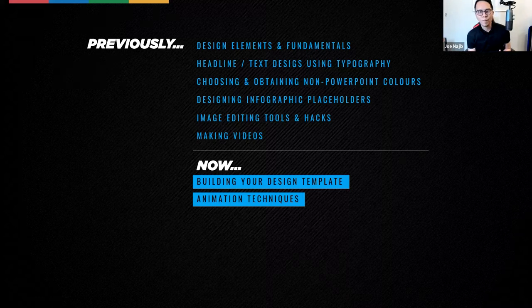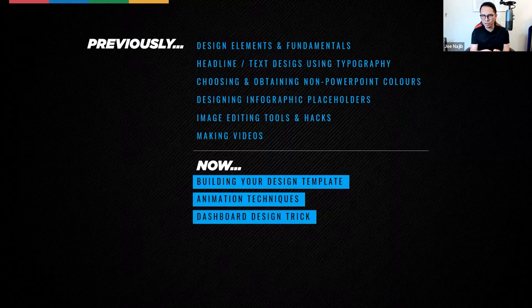I'm sure everybody knows how to do basic animation for your content. That means for each of your words or sentences or pictures to come out based on your clicks or the movement of your mouse, right? But I'm going to show you a few more gimmicks, a few more fancy techniques that, if you apply them and convert your PowerPoint slide into a video format, you can start producing really cool short videos for your social postings. And then we're going to go into a dashboard design trick.